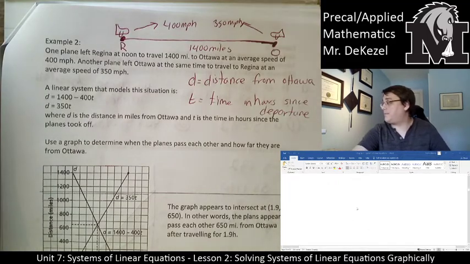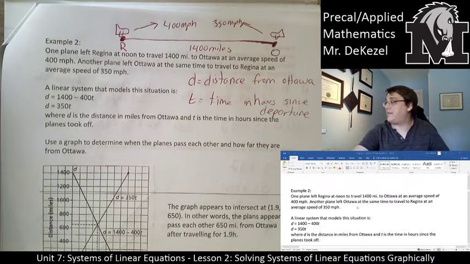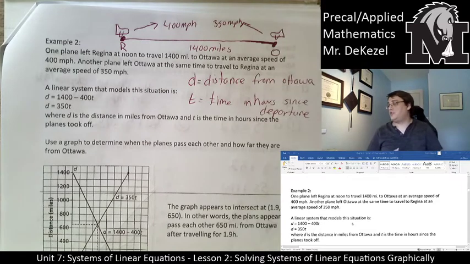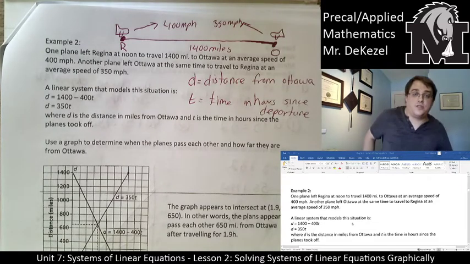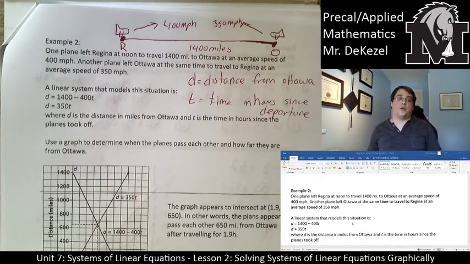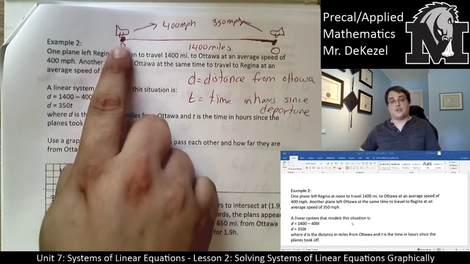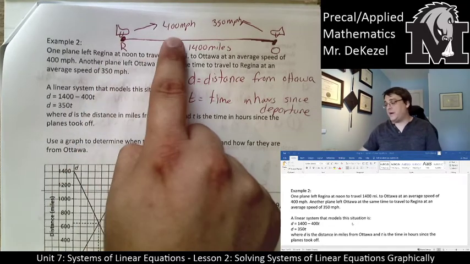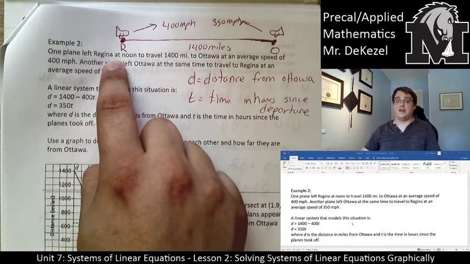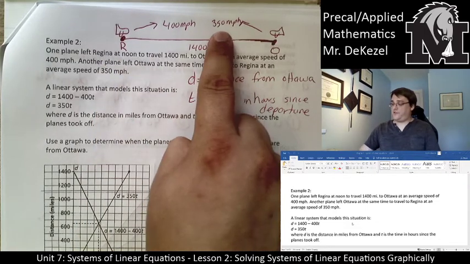So, the next example. We have a plane that left Regina at noon to travel 1,400 miles to Ottawa at an average speed of 400 miles per hour. As you can see, I can draw planes, so I drew a plane going at 400 miles per hour towards Ottawa from Regina. At the same time, we've got a 350 mile per hour plane.